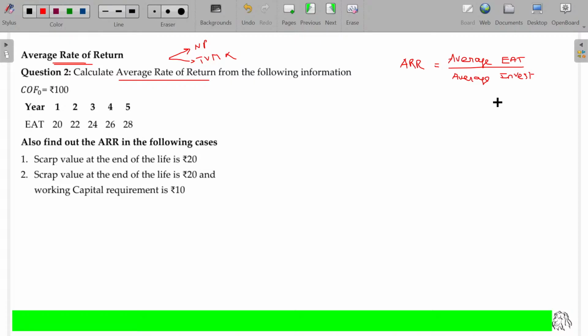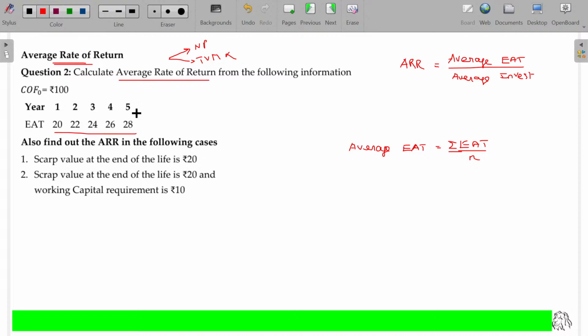Now, average EAT is nothing but EAT of various years divided by N. Summation of EAT divided by N, number of years.